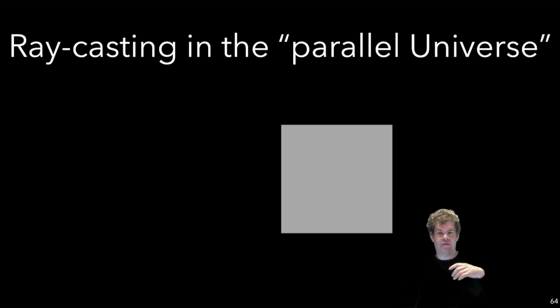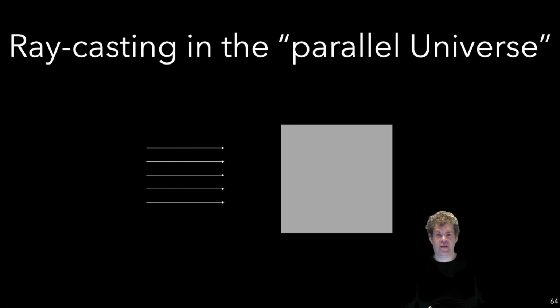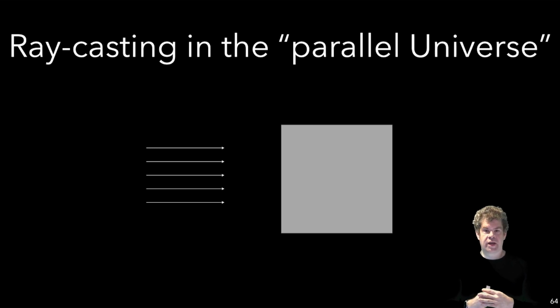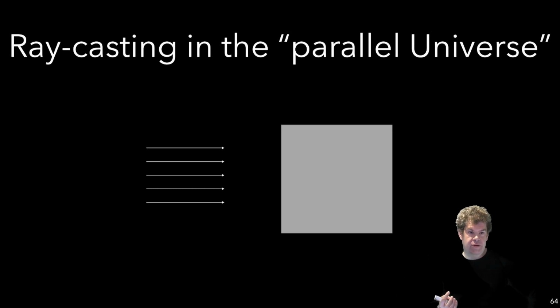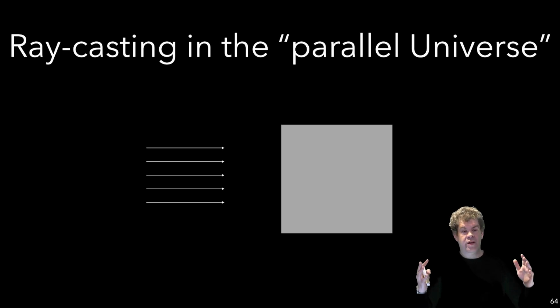And let's assume we have a parallel universe, we have a parallel projection. That means we don't start at a specific eye point, but all our rays are parallel. That's what's called orthographic projection. And surprisingly, that's actually very popular in many science domains. It's the only thing that gets used in medicine. Perspective projection is hardly ever used in medicine, and also in other domains. Often parallel projection is used.